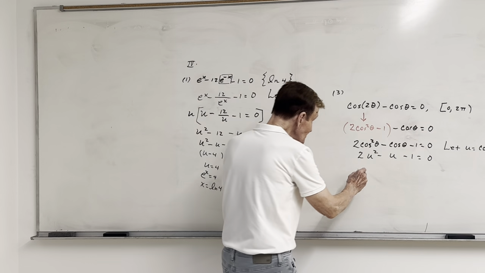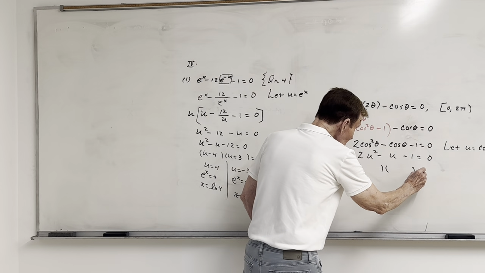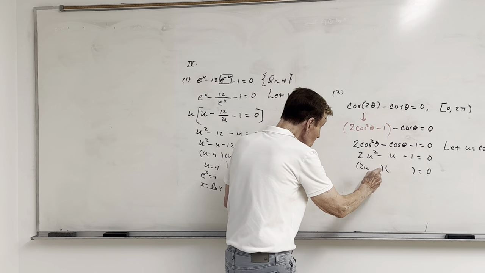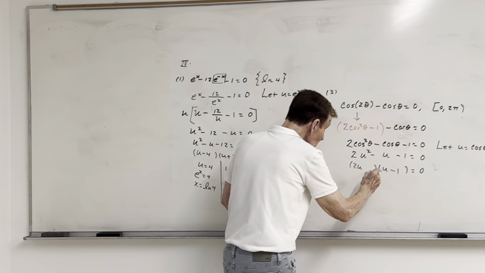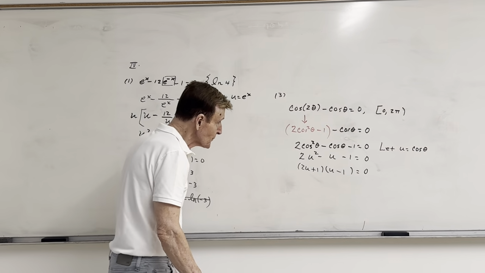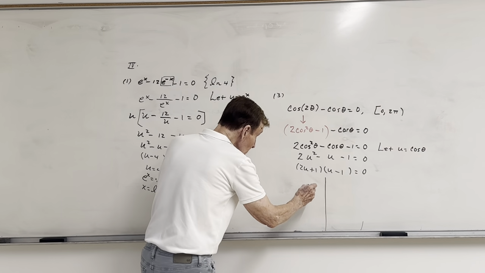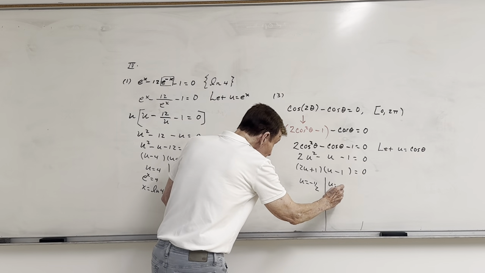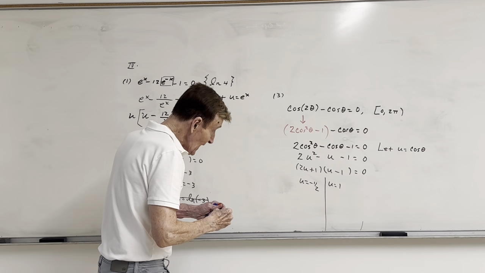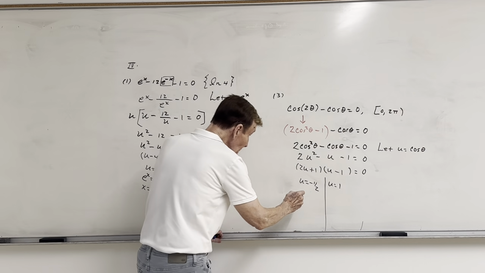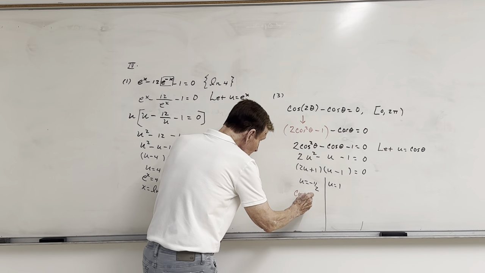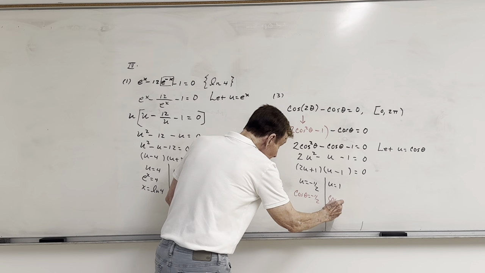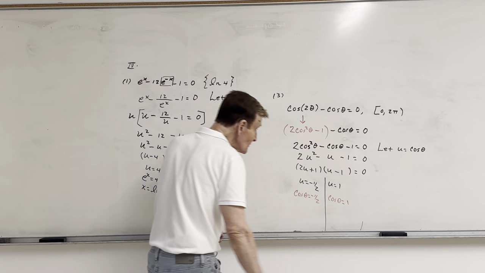I hope it factors. Oh, you guys, does this bring back some fond memories? It should. 2u, minus 1 plus 1, I think. Split this up. Do not make a mistake here. I'm doing it so quickly. U is equal to a negative 1/2. U is equal to 1. And that says cosine theta is equal to a negative 1/2. Cosine theta is equal to 1.